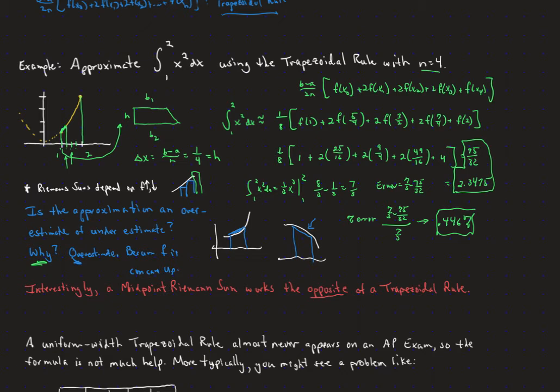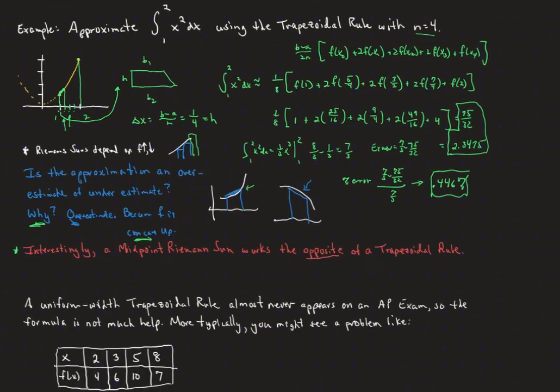If you are asked whether a trapezoidal sum is going to be an overestimate or underestimate, the justification, the reason, has to do with the concavity. And interestingly enough, our book, not all books talk about that, mentions that a midpoint Riemann sum works the opposite of a trapezoidal rule. So whereas a trapezoidal rule will overestimate a concave up function, a midpoint Riemann sum will underestimate a concave up function and overestimate a concave down function.